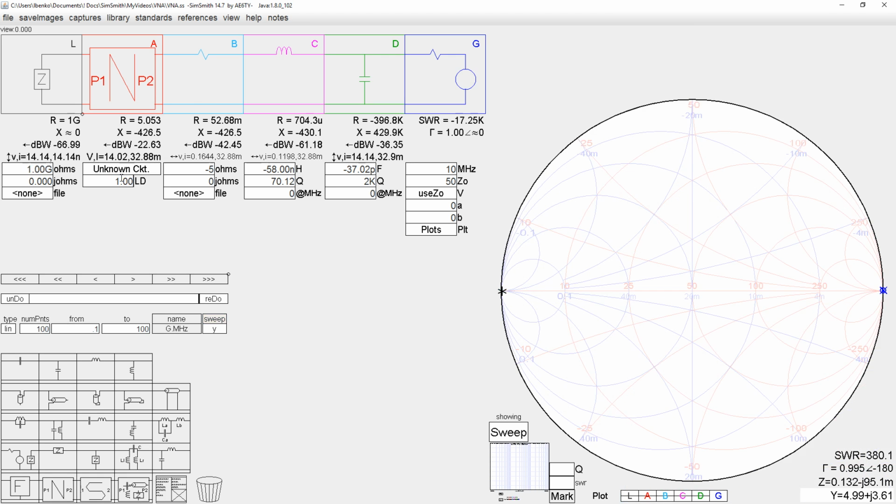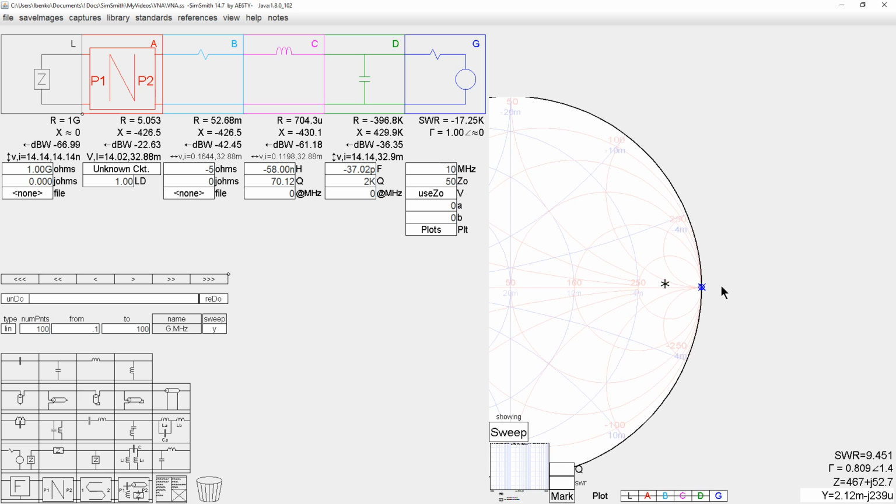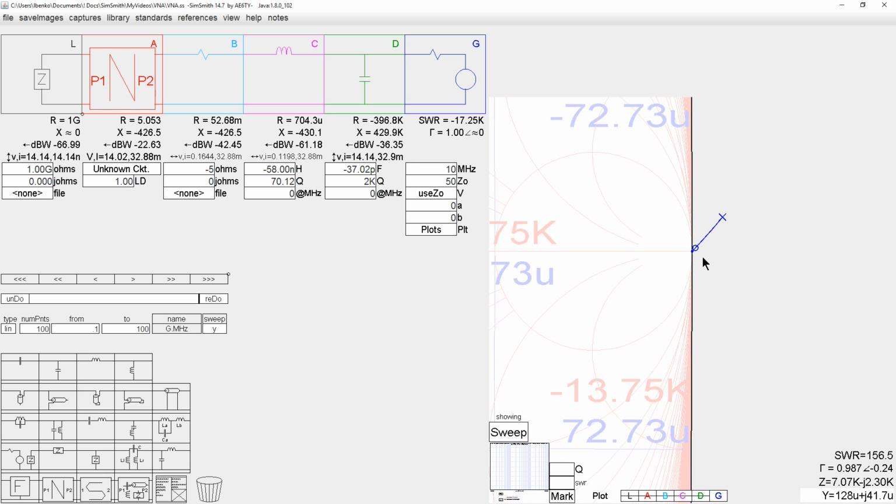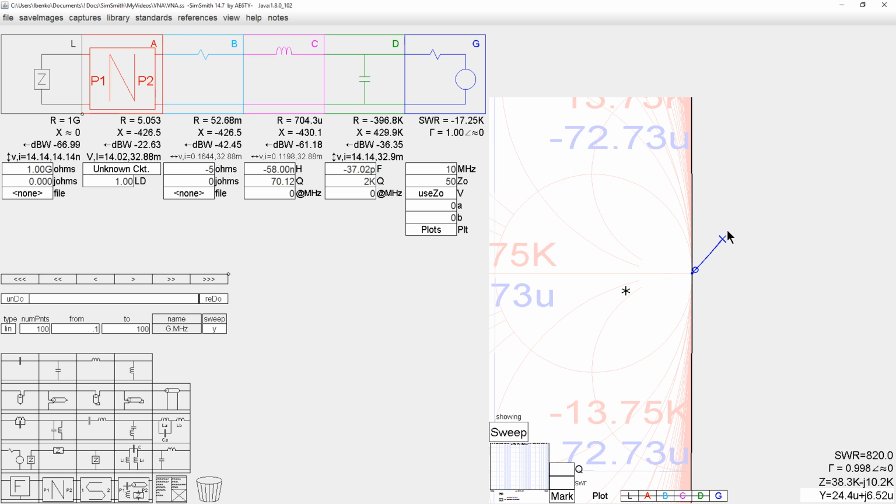Let's look at the circuit up here where it's open. Okay, now this tells us something else. The fact that we're outside the Smith chart tells us that the capacitor's got a Q that's probably higher than what is displayed here. Let's see if that's really true or not. Okay, good. The capacitor's got some Q higher than that. I don't know how much it is. And it's the wrong value too.